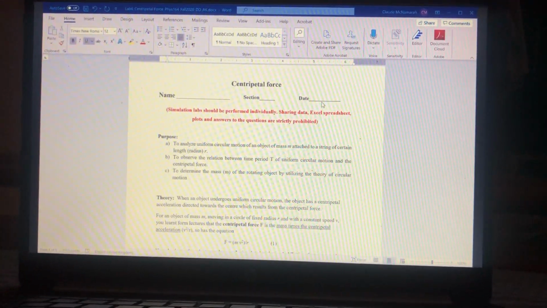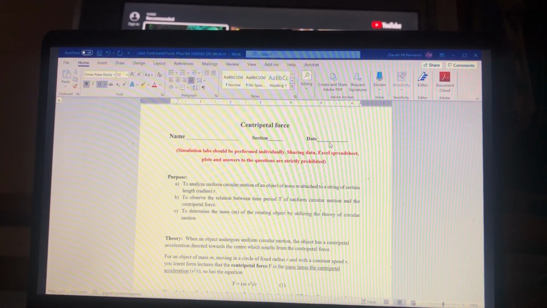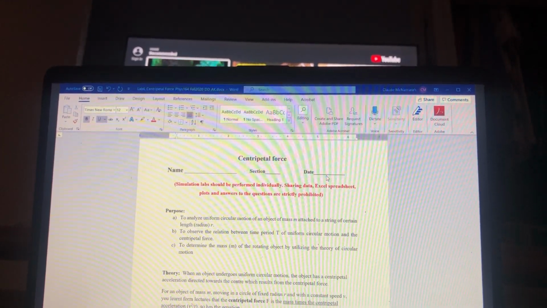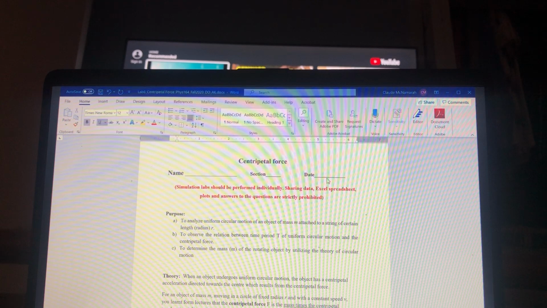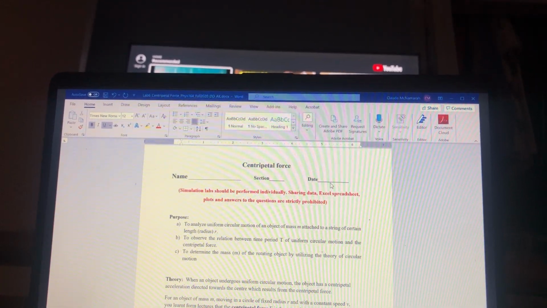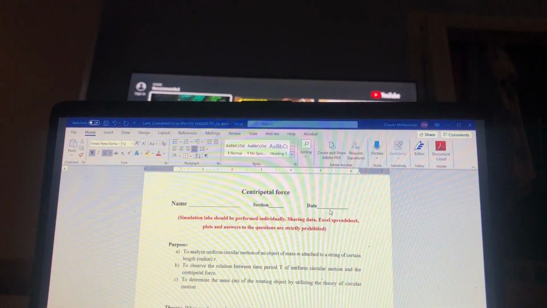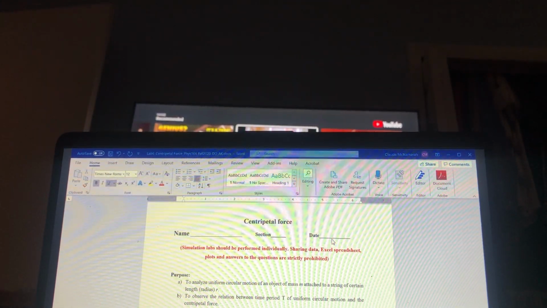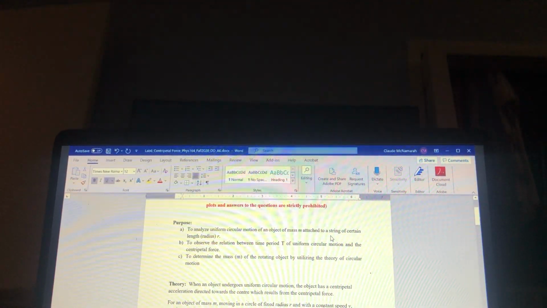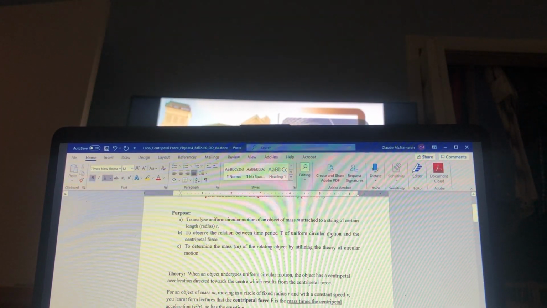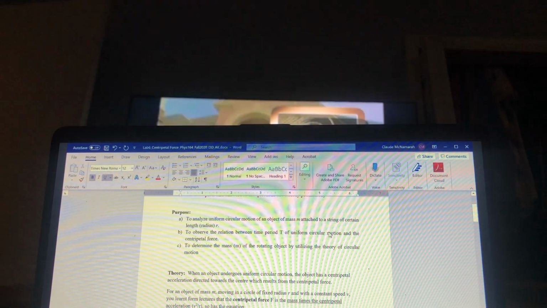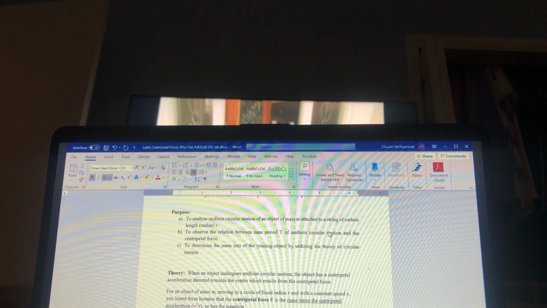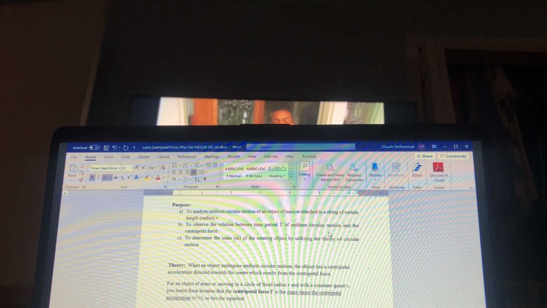Yes. The purpose of this lab is to analyze uniform circular motion of an object of mass m attached to a string of a fixed length r. You're going to observe the relationship between the time period of uniform circular motion and the centripetal force, and you're going to determine the mass m of a rotating object by utilizing the theory of circular motion. So what is the theory of circular motion?